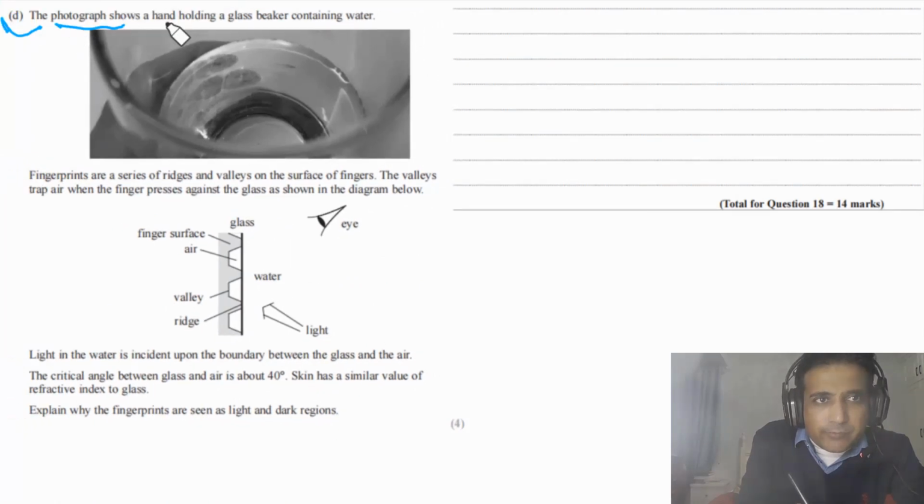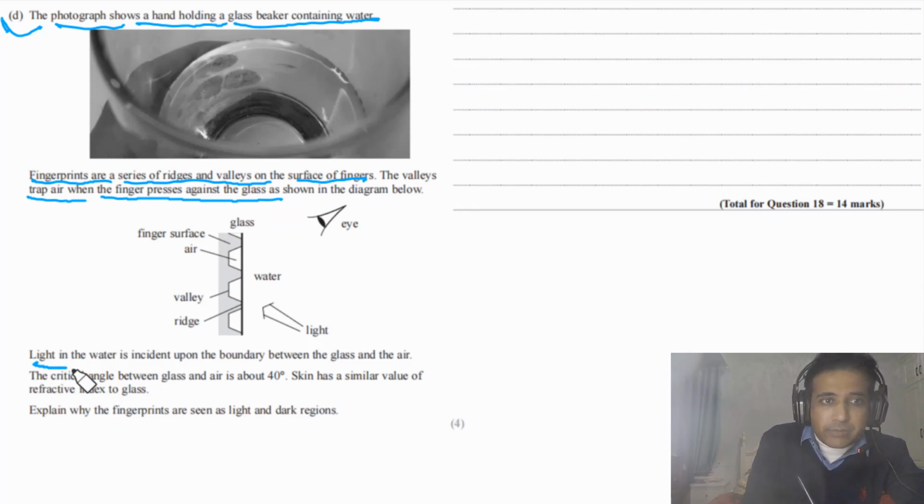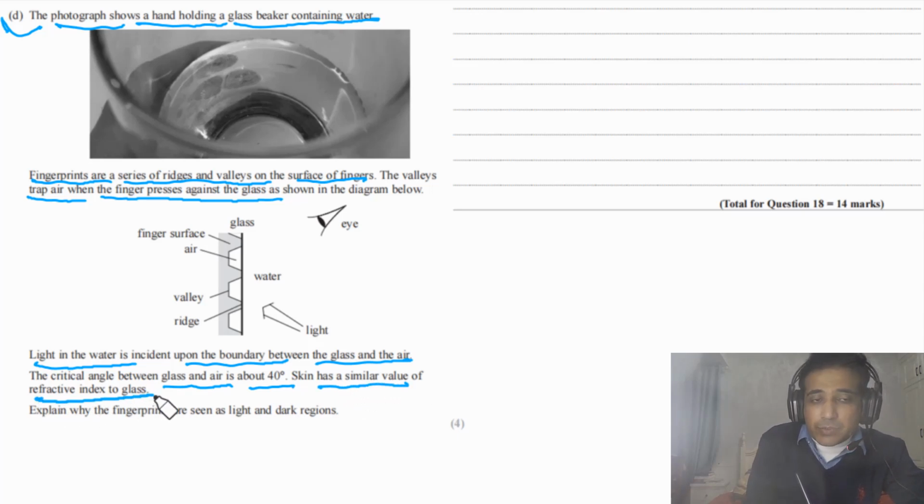Part D says the photograph shows a hand holding a glass beaker containing water. Fingerprints are a series of ridges and valleys on the surface of the fingers. The valleys trap air when the finger presses against the glass as shown in the diagram below. Light in the water is incident upon the boundary between the glass and the air. The critical angle between glass and air is 40 degrees. Skin has a similar value of refractive index to glass. Very important point. Explain why the fingerprints are seen as light and dark regions.